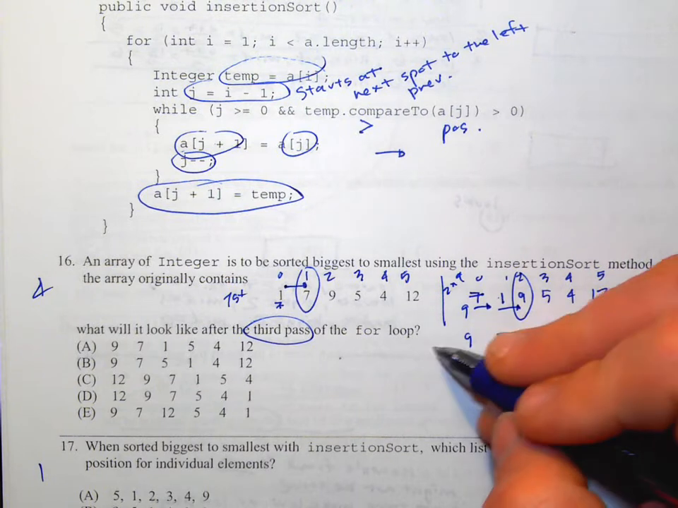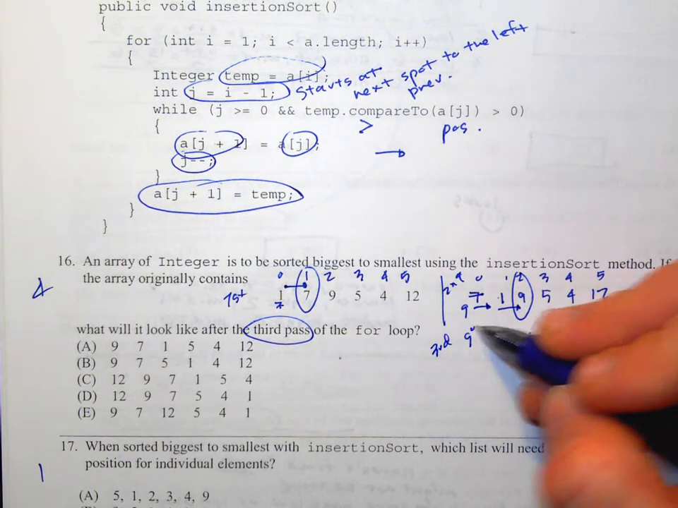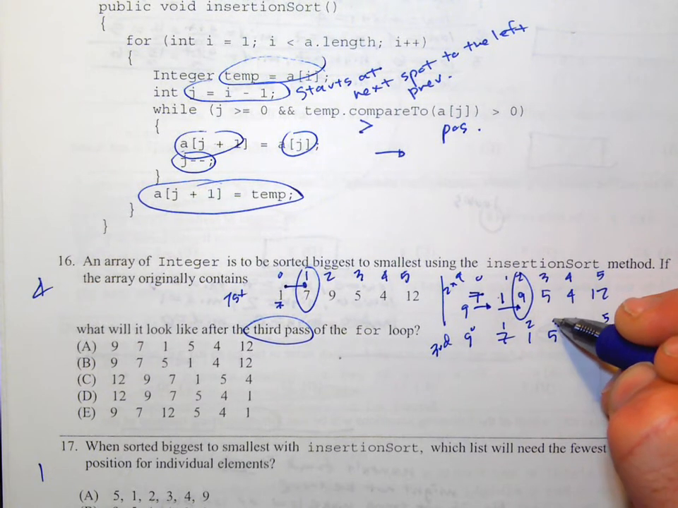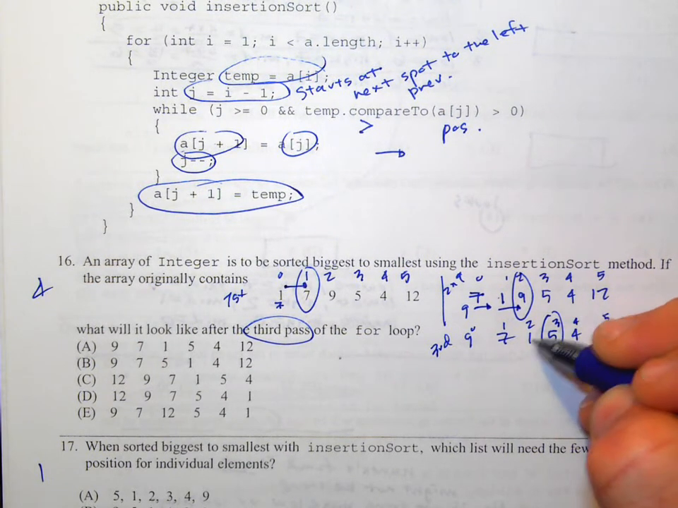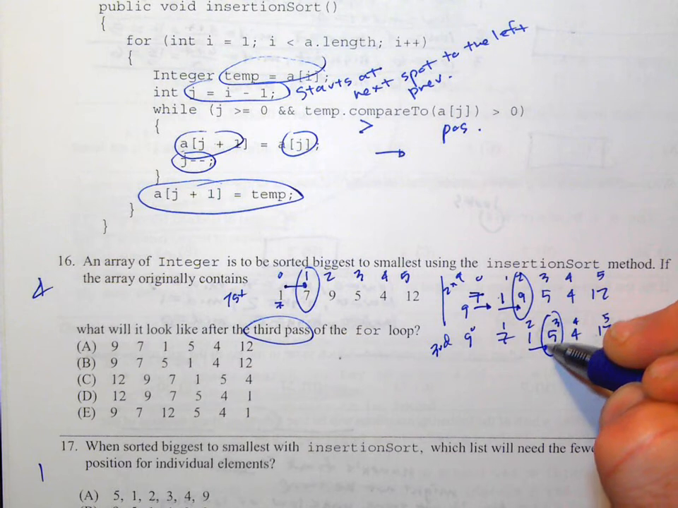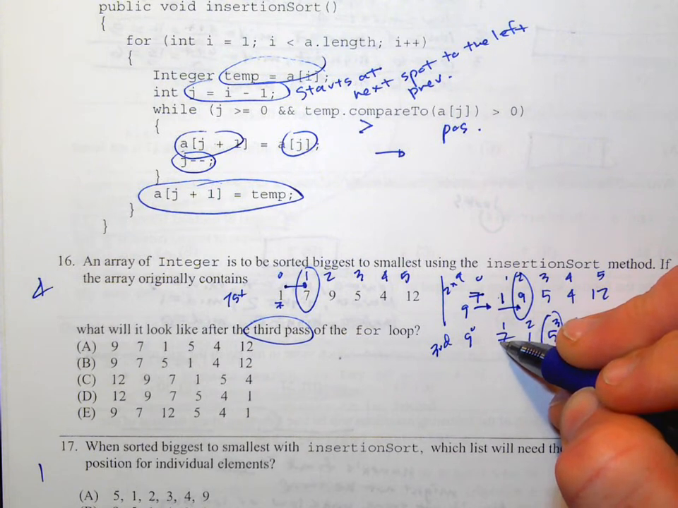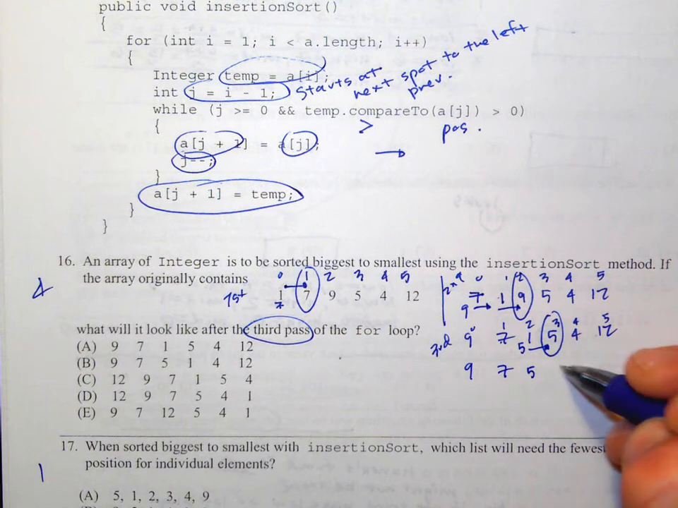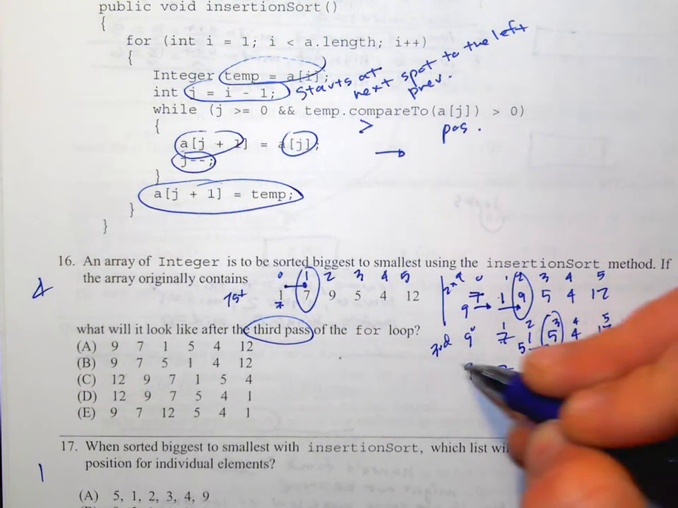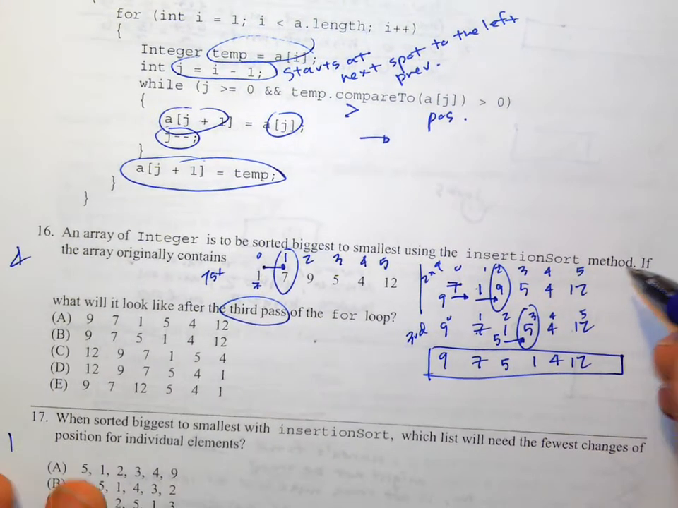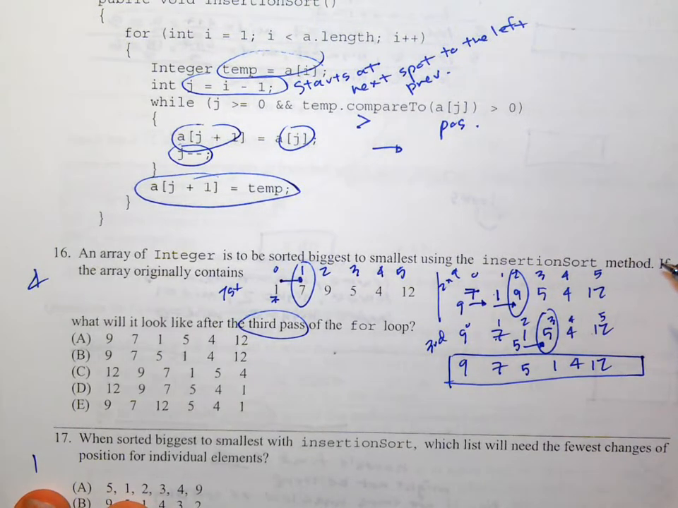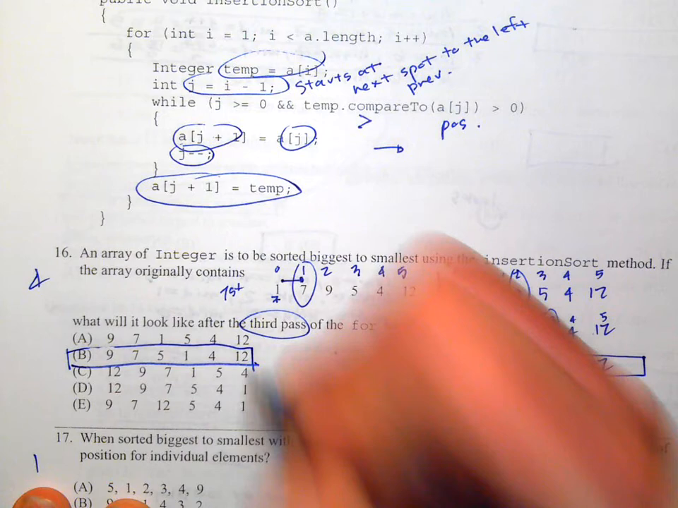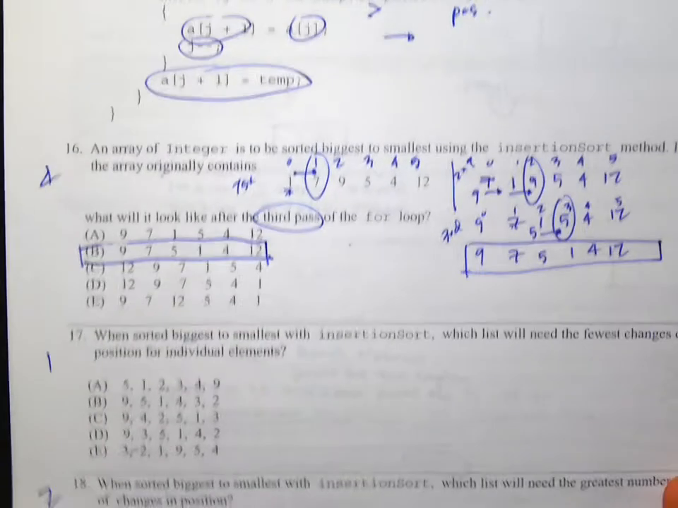So in the third pass, it says, okay, well, we've already gone through the first 3. So we're going to start here at 3. We can say, is this bigger than this? Nope. Let's go down. Is this bigger than this? Yes. So then the 5 goes right here. So we get 9, 7, 5, 1, 4, 12. So after the third pass, this is where we're at: 9, 7, 5, 1, 4, 12. B. So that's how insertion sort works.